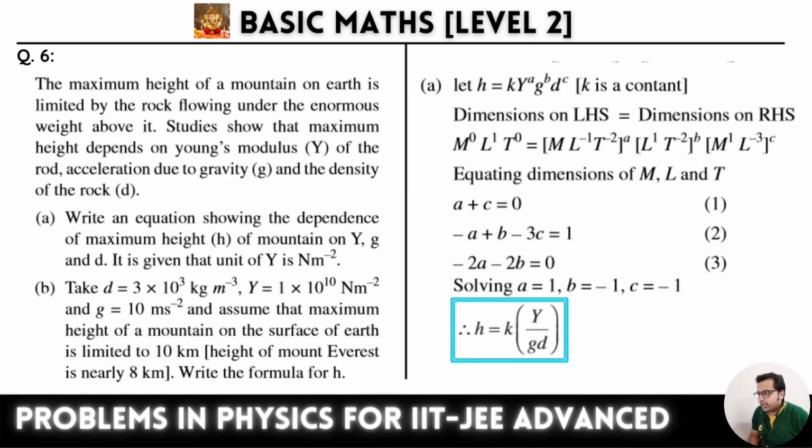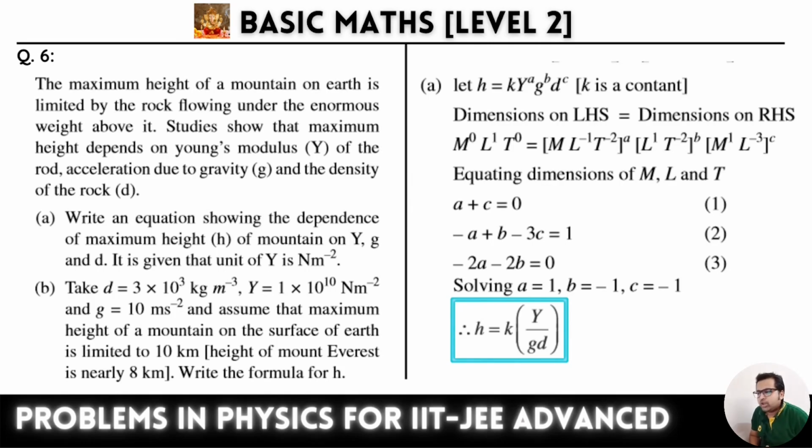If we talk about the A part, in the question itself it is given that H is dependent on Y, g, and d. So what we can do, we can write H is proportional to Y to the power of a, g to the power of b, and d to the power of c. This we can assume because exactly we don't know how they are dependent. So we write Y^a, g^b, d^c. And when we remove the proportionality sign, we introduce a proportionality constant. So initially we start with this equation: H = k Y^a g^b d^c.